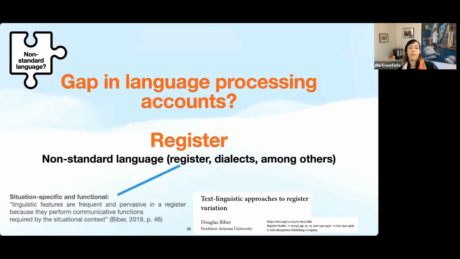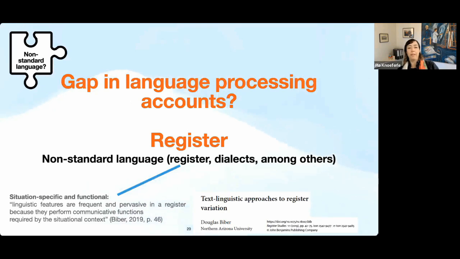It could be register tied to a situation, so situation-adequate language use, where you're assuming that specific facets of the language perform communicative functions that are required by the situational context. A simpler way of saying it is, with an example, if you're in a pub, you might use different language than if you're talking to a professor or if you're in an interview with an industry CEO. Okay.